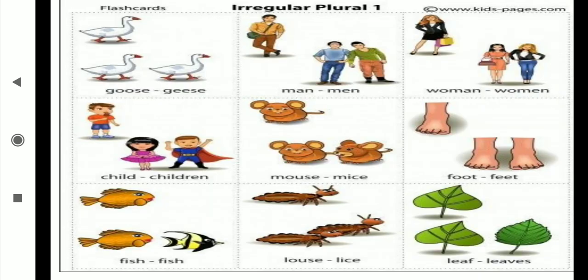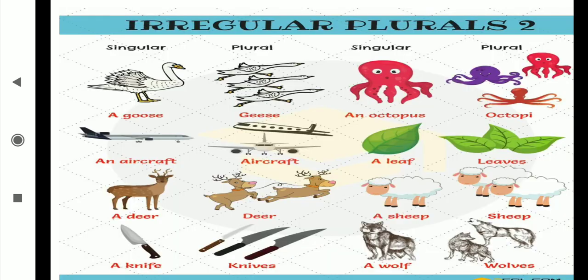Then see a few examples which are the irregular plurals. Goose, geese, man, men, woman, women, child, children, mouse, mice, foot, feet, fish, fish. We can write fishes also, but when can we write fishes? When there are different kinds of fishes. But when common fish come, at that time we write plural fish only. Louse, that is lice. Leaf, leaves.